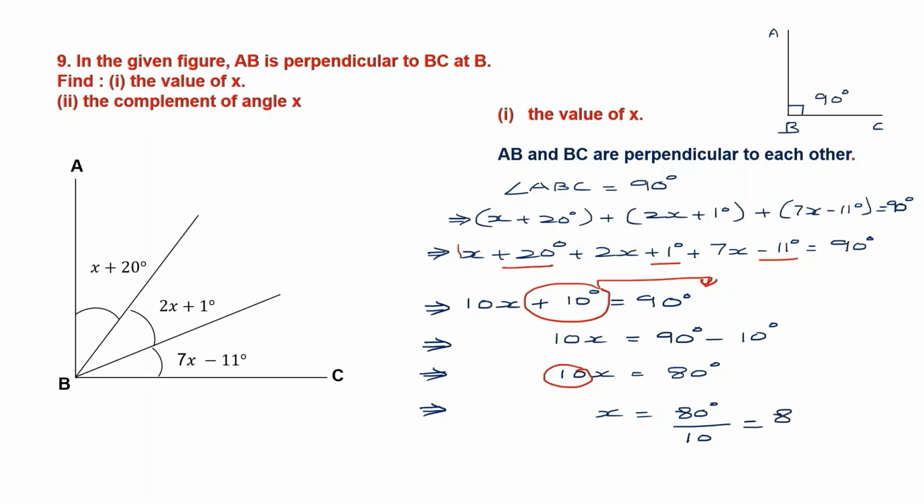So we have found the value of x. Now we've been asked to find the value of x. X is equal to 8 degrees. So we have finished the first part. X is equal to 8 degrees. Now let's go to the second part, which says find the complement of angle x.